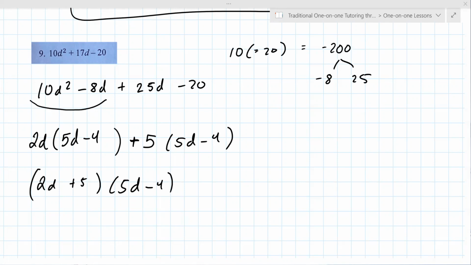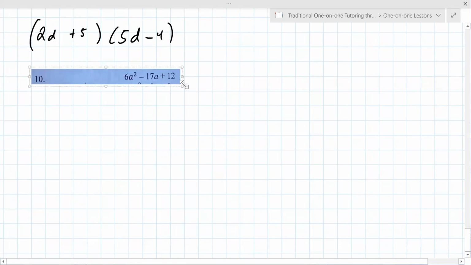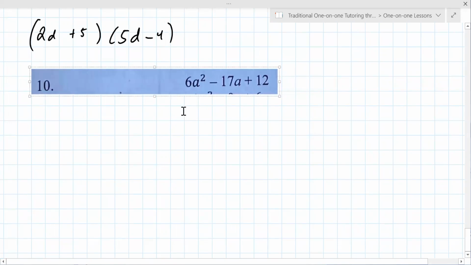Let me check one more of these. Next one here, 10. I think 10 is okay. Yeah, it does work. So let's look at 10 next. I'll have you try this one on your own. All right. And we can move on to some vertex form stuff as well. I'll start writing that down and then get to you once I finish.